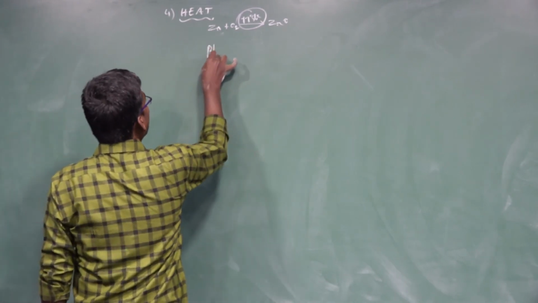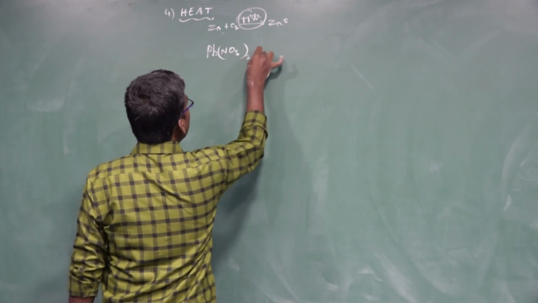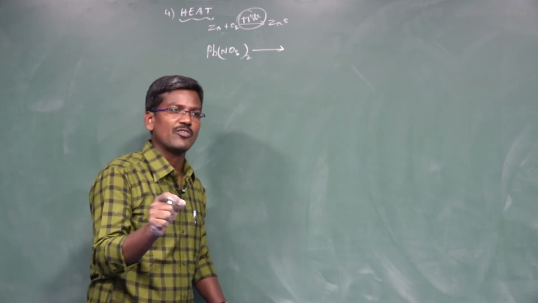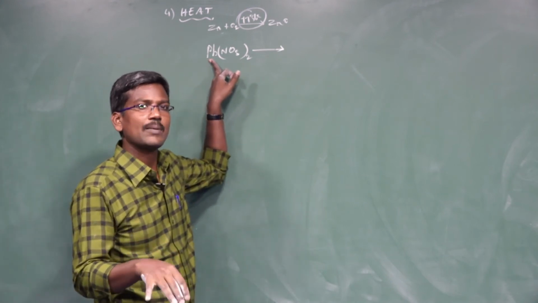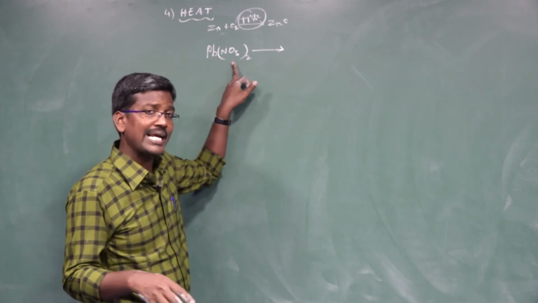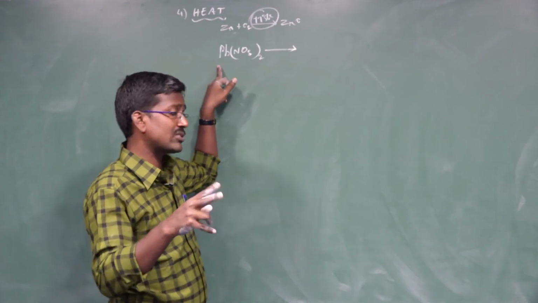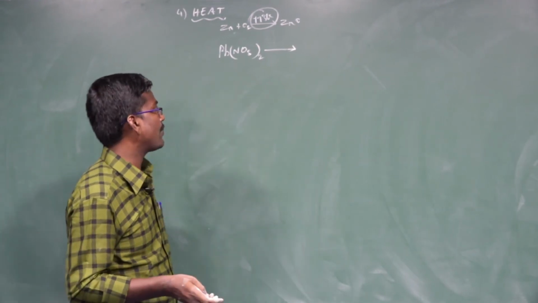When lead nitrate, Pb(NO3)2, what is the formula of lead nitrate? What is the symbol of lead? Pb, plumbum. The Latin word for lead is plumbum. Nitrate is NO3. The 2 indicates the valency of the metal. That's why NO3 twice. So what is the formula of lead nitrate?